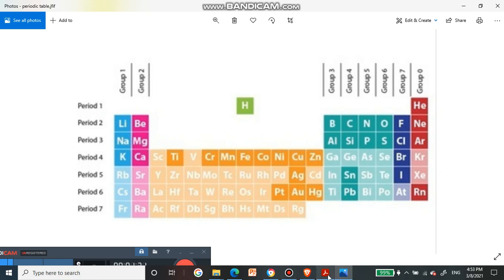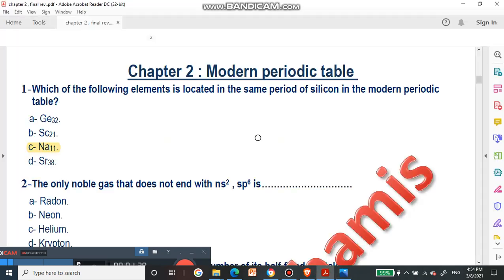In our choices, we have beryllium, scandium, sodium, strontium. We have number C, sodium Na11. You must have the drawing on the tablet for the answer.